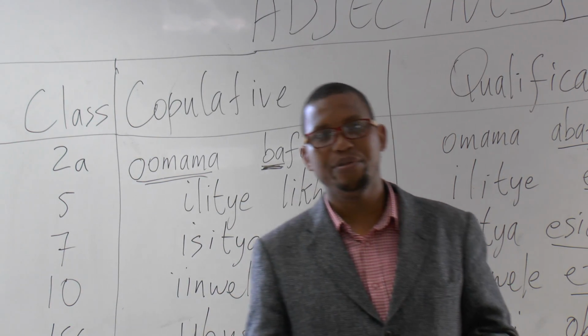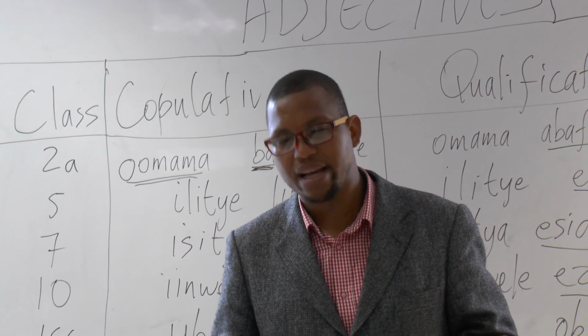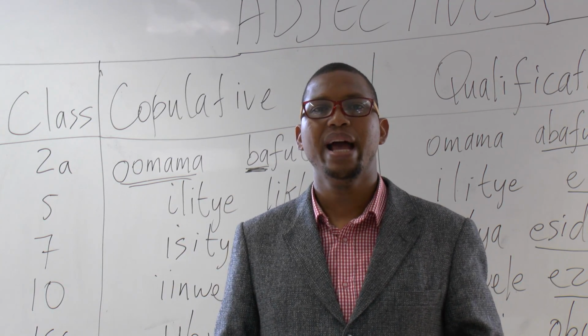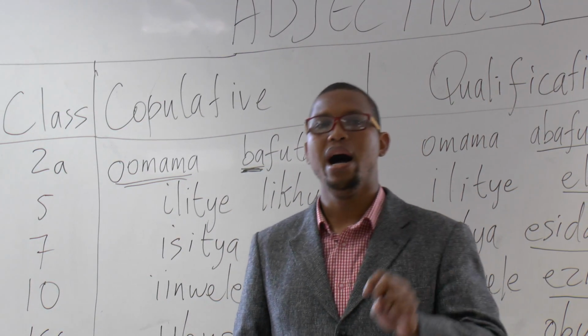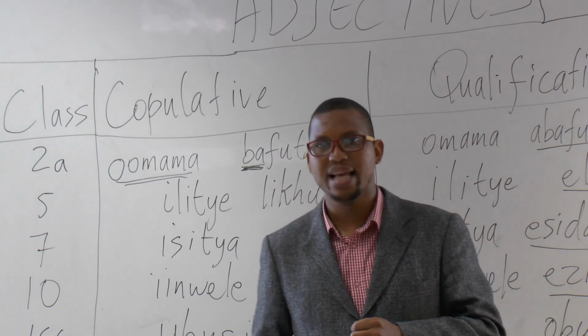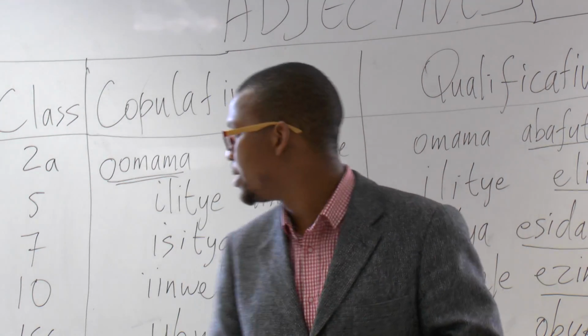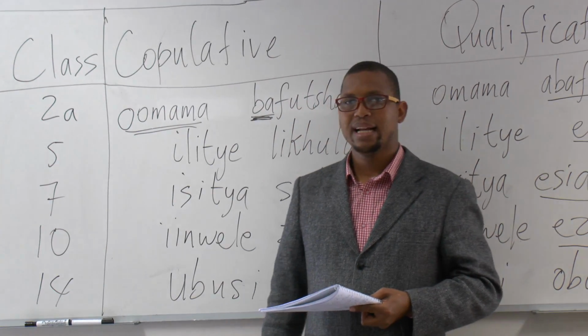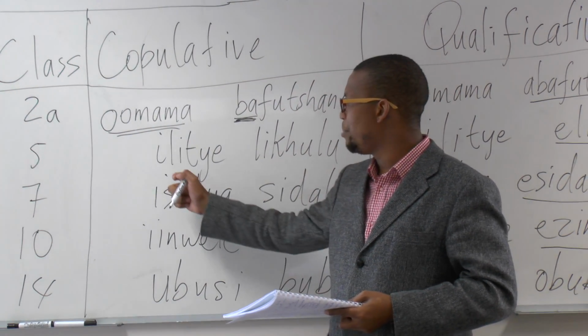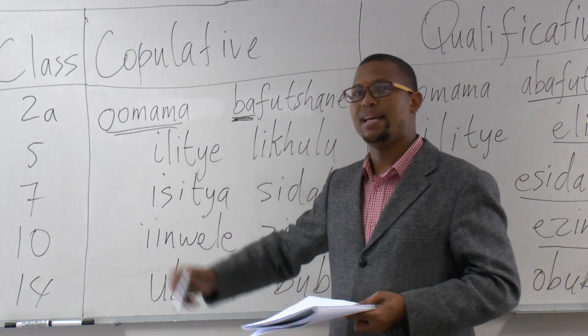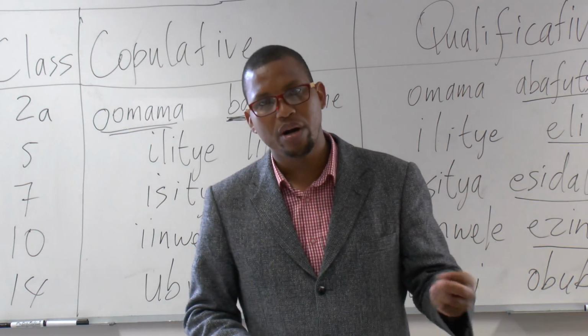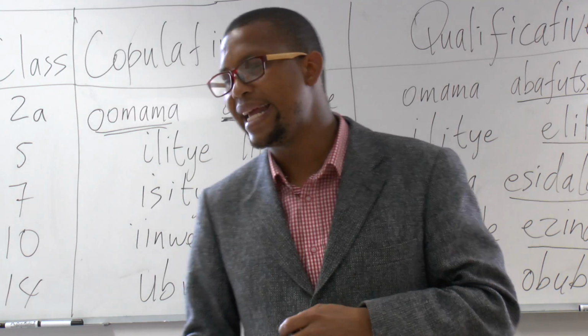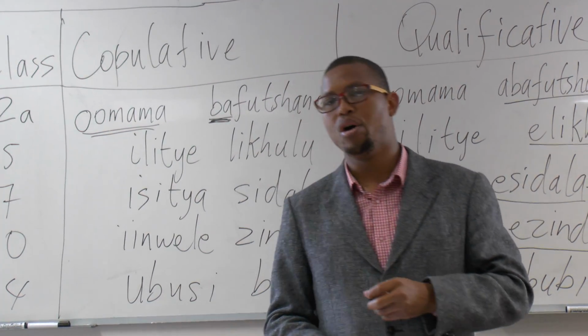The same applies to class 2. For example, if you want to say the students are short, it will be abafundi ba fuchane. I think today's lesson is going to be very straightforward. The next one, class 5. We've given an example using ilike. Ilike could be a rock or a stone.